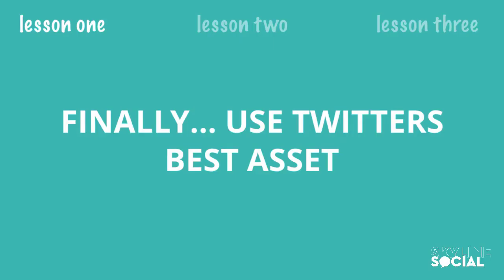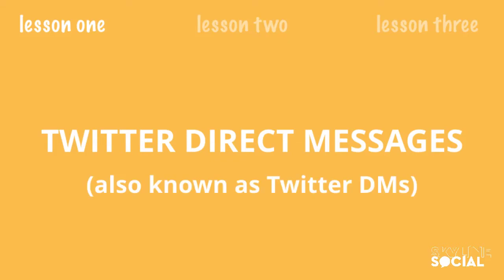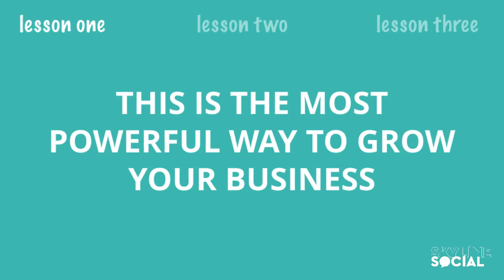Okay, and then finally, and this is really where you can get the best results from Twitter, again leveraging conversations. So use Twitter's best asset, and that is, as I mentioned, conversations. And one of the best ways that you can have conversations with people is by taking the conversation from the open Twitter world to a private message. So taking it from someone that's speaking to you, where anyone can join in the conversation, and take it to Twitter DMs, so Twitter direct messages. Okay, and this is the most powerful way to grow your business on Twitter.